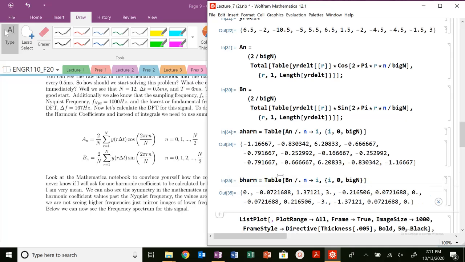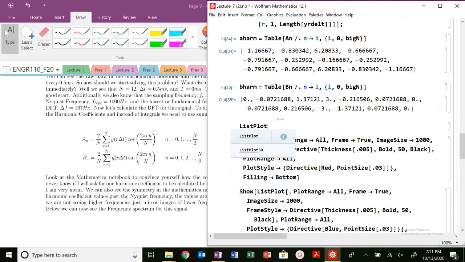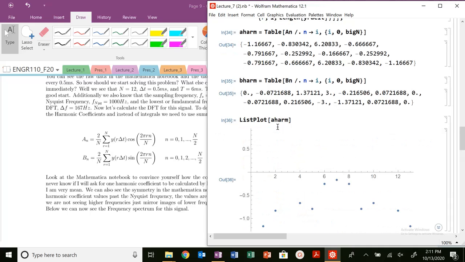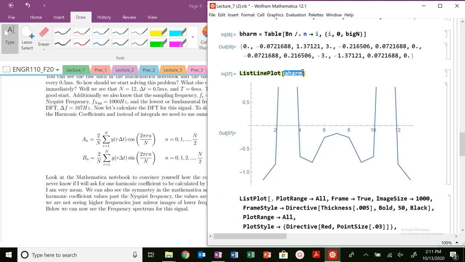Now, there's something really interesting about this data set. This is exactly the reason why we have to stop at our Nyquist frequency. Right now I'm going from 0 to n over 2. So instead, how about I do, if I list plot A harm, what does this look like? Actually, let's do a list line plot. And let's do plot range all.